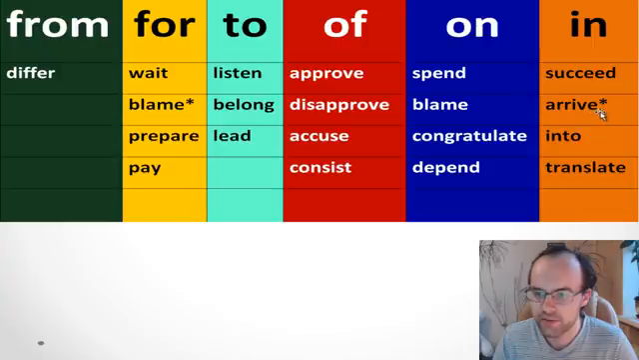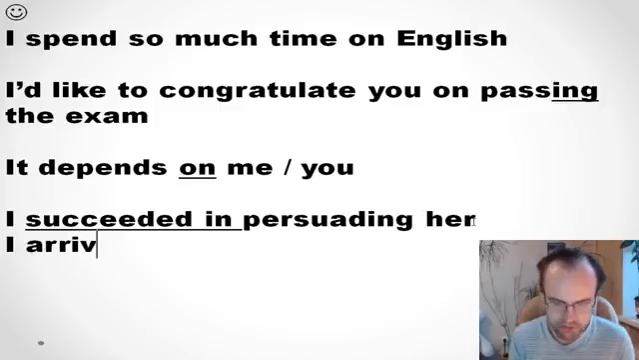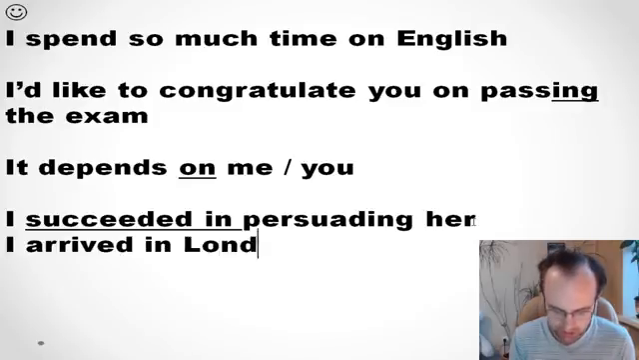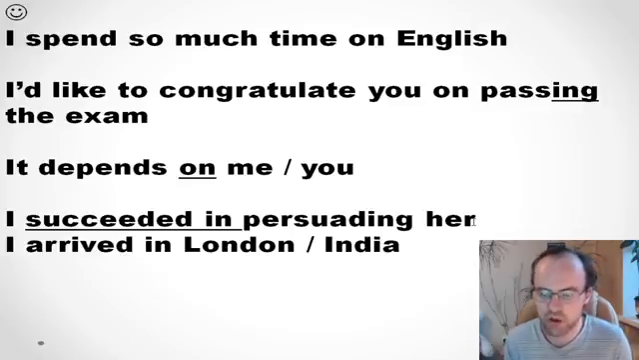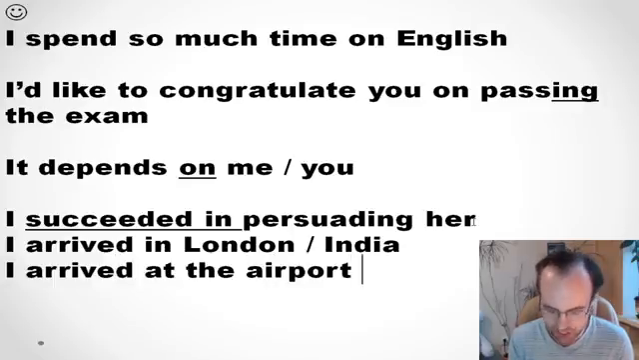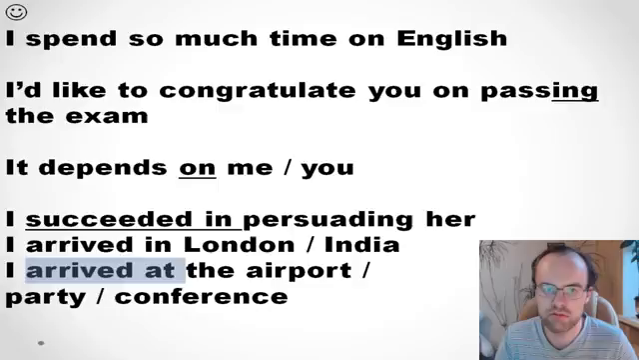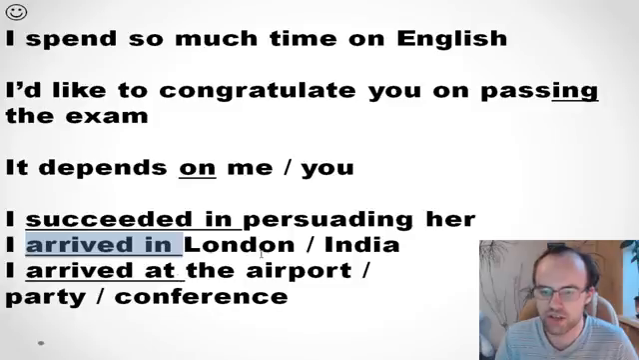So what about arrive? It's also a very tricky verb. We say arrive in. For example, I arrived in London. Or I arrived in India. If it's a big place or a big city, we use arrive in. If it's a small place, like the airport, I arrived at the airport. I arrived at the party. I arrived at the conference. If it's a small place, we use at. Remember these phrases: arrive at the airport, arrive at the party, conference. If it's about a city or a town, you need to use arrive in. Okay, good. So I arrived in London, I arrived in India.